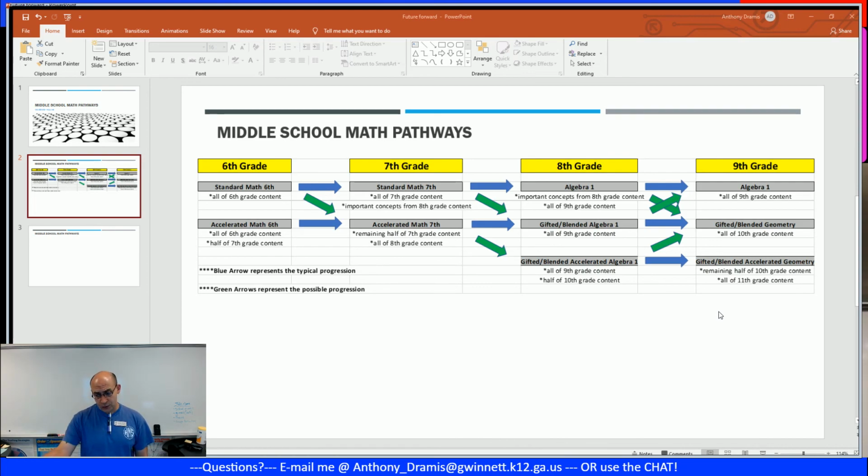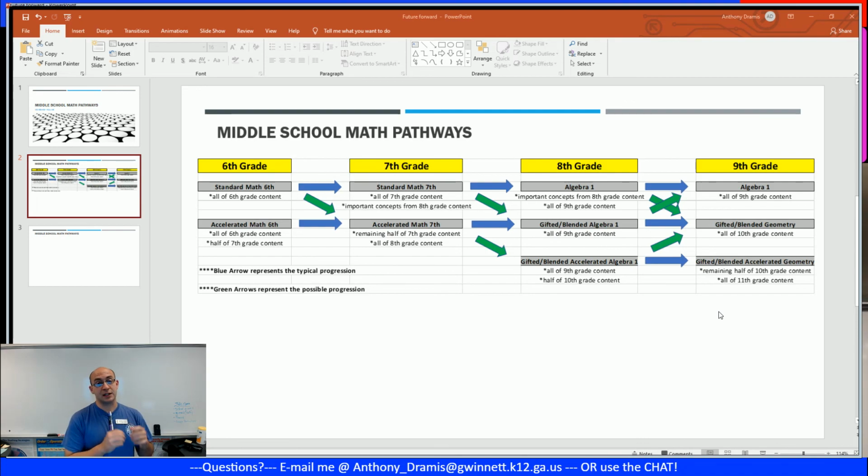Now, you can see on the PowerPoint, accelerated geometry gets to 11th grade content, and that's true. We get to all of 11th grade content. That's really, really challenging for kids. So now let's go back and see what the green arrows mean here. Depending on what algebra level your child is in, whether it's Algebra 1 or gifted blended, they may repeat the class, period. And that, again, is not punishment. It is just saying we don't feel super comfortable about recommending them to go to geometry.